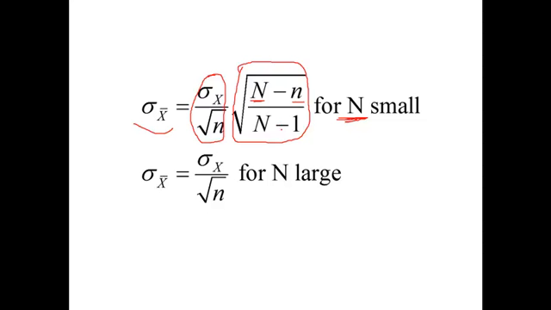Now, we have a different formula for large n. What happens when n is large? Imagine n is a number like 30. You take a billion minus 30 divided by a billion minus 1. Well, that is almost 1, and you take the square root of it and it's even closer to 1. So for large n, we say, hey, we're just doing statistics anyway, let's just make life simple and round it off to that.